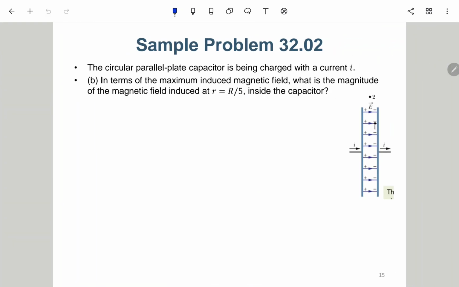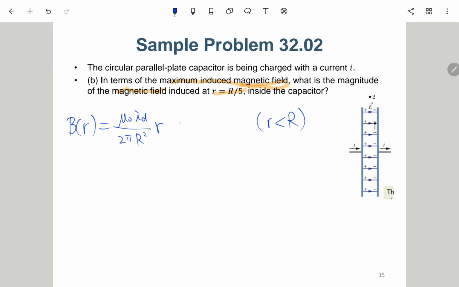Okay, so question B asks you, in terms of the maximum induced B field, what is the magnitude of the B field induced at r equals capital R over 5 inside the capacitor? So here we have B of r, a function of r, which is mu 0 I_d over 2 pi capital R squared times r, when r is smaller than capital R.